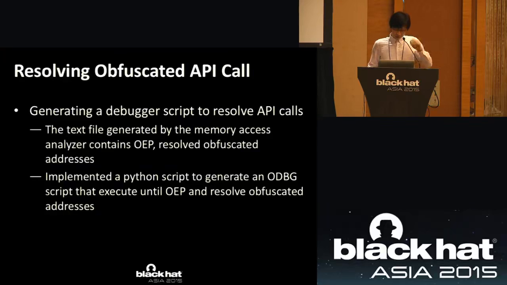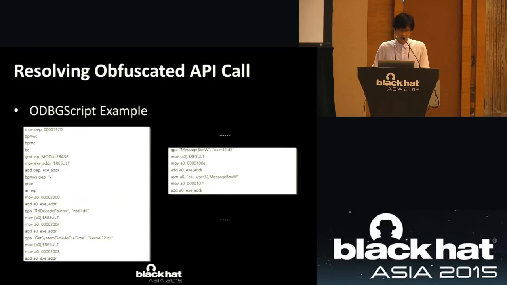So instead I generated a debugger script to resolve API calls. The file generated by the memory access analyzer contains OEP and resolved obfuscated addresses. And I implemented a Python script to generate a debugger script that executes on the OEP and resolves obfuscated addresses. So this is the result. The syntax is weird, but it works.